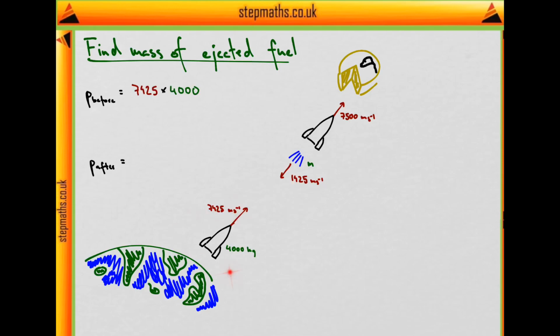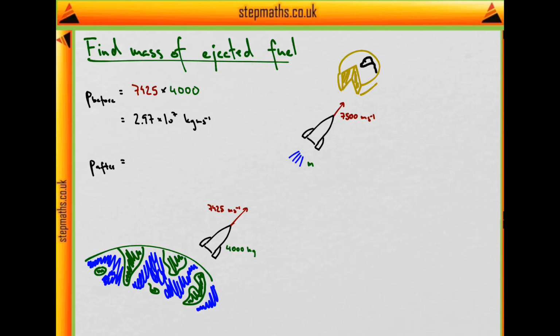And the momentum before this burst will be just the speed times mass, 7,425 meters per second times 4,000 kilograms, which gives us this amount of momentum, kilogram meter per second. Before we start calculating the momentum after the burst, we should think carefully about the speed. Because in the question they clearly say that it goes away at 1,425 meters per second with respect to the rocket, not the free space.